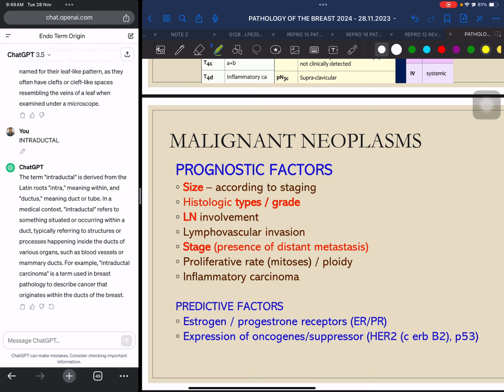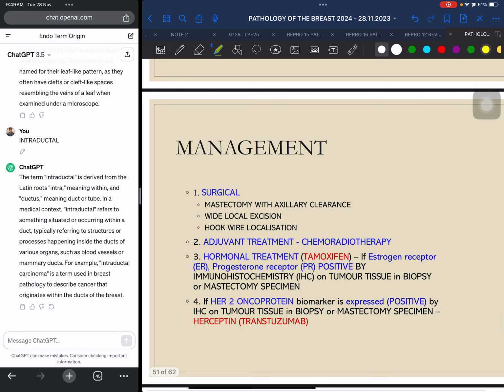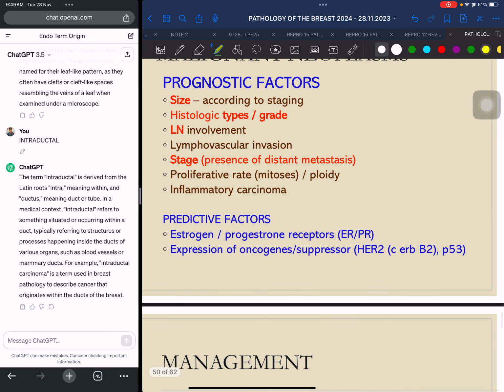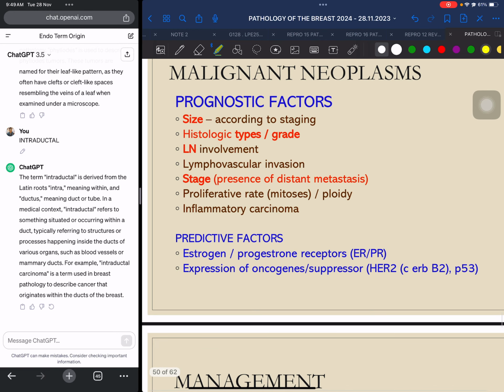And then we have predictive factors, in which for every breast cancer that we diagnose, as I mentioned earlier, we need to do the biomarker profile for the estrogen and progesterone receptors, as well as the HER2 oncoprotein receptor. If they are positive, they can be treated with a specific treatment like tamoxifen for the hormone receptors and Herceptin for the HER2 oncoprotein. That's why they are called predictive factors, because they predict the response to treatment.